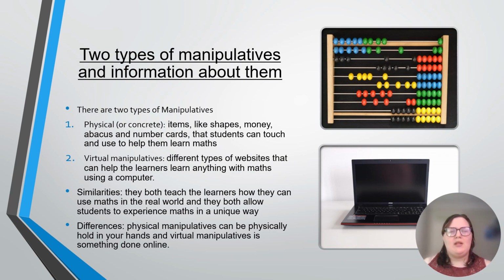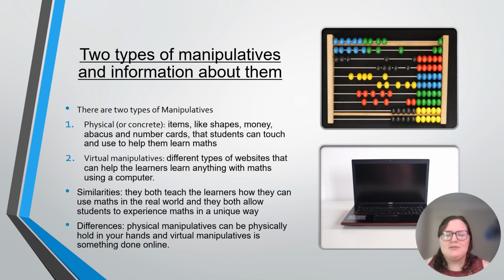There are two types of manipulatives that a teacher can use in his or her classroom. There are physical and virtual manipulatives. The first one is physical, or another name, concrete. Physical manipulatives are items like shapes, money, abacus, and number cards that students can touch and use to help them learn maths. Virtual manipulatives are different types of websites that can help the learners learn anything with maths using a computer or a laptop. There are some similarities and differences between the two.